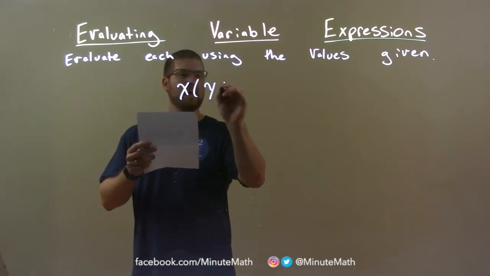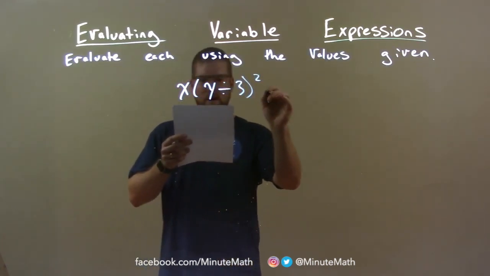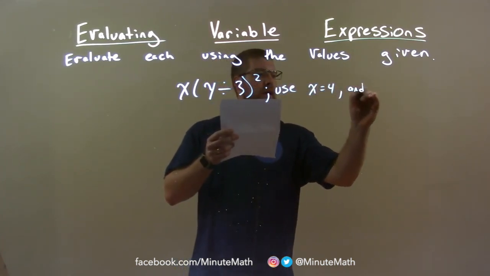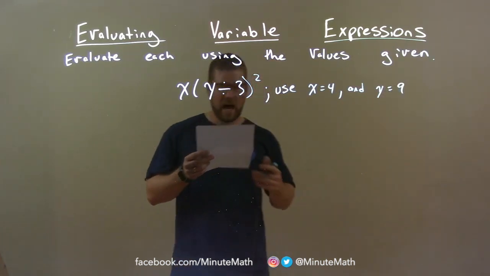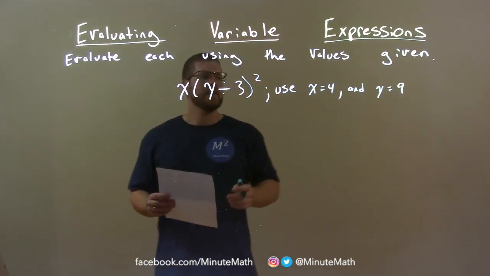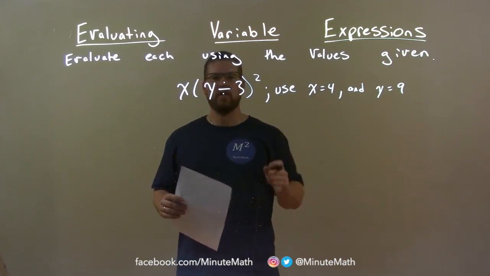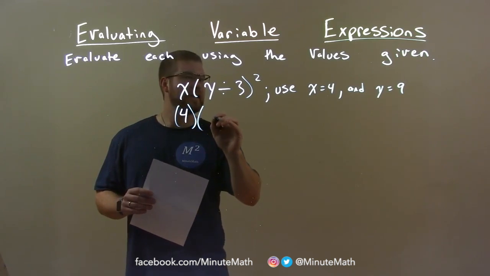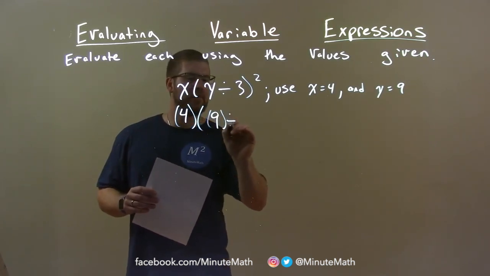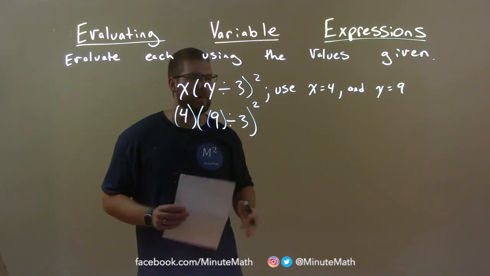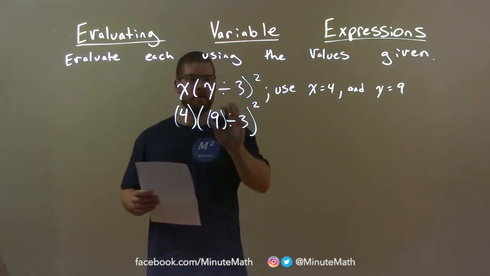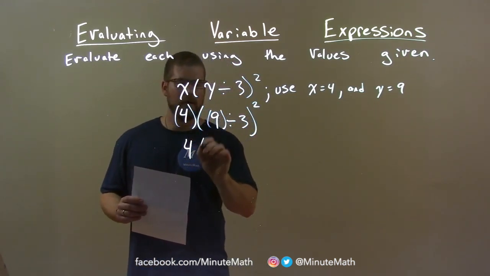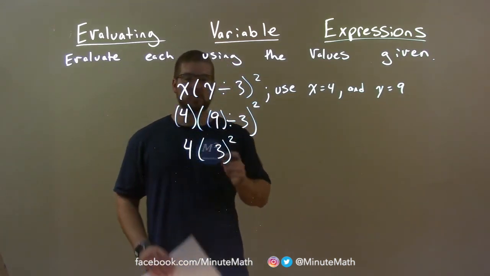X times y divided by 3 squared. And we're using x to be 4 and y to equal 9. All right, first step, substitute variables with their corresponding values. X is a 4 and y is a 9. 9 divided by 3, and that's all squared. Now we simplify. Inside this big parentheses comes first. 9 divided by 3 is 3. So we have 4 on the outside, 3, and we're squaring them.